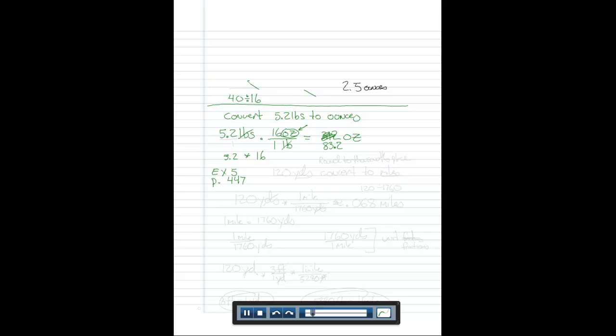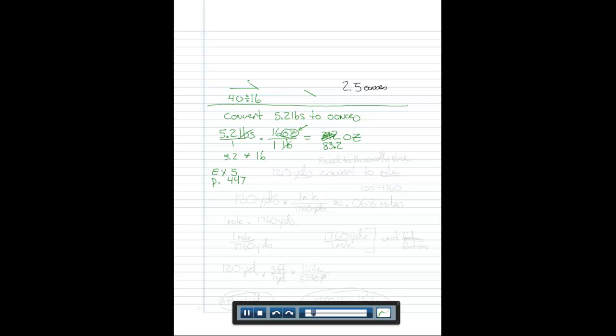That's just an understanding of fractions, really. A denominator is divide, a numerator is times. That's it. So when it's in the denominator, you divide it out. When it's in the numerator, you multiply it. I typed it in wrong. 5.2 times 16.